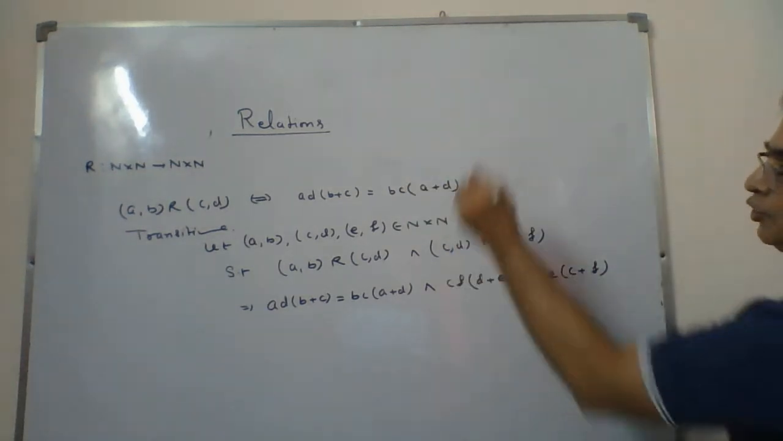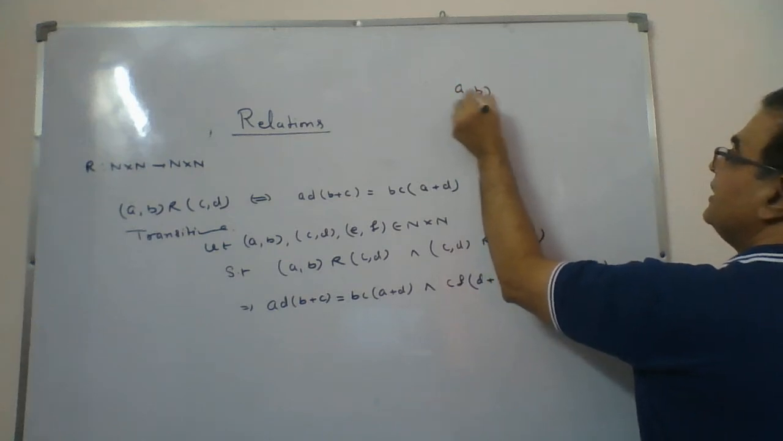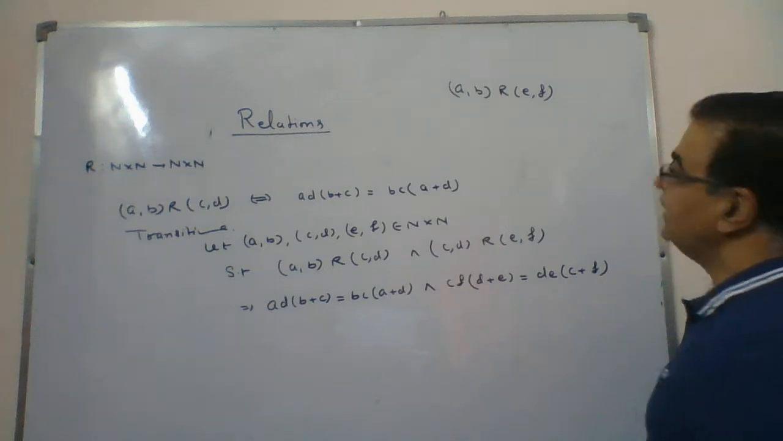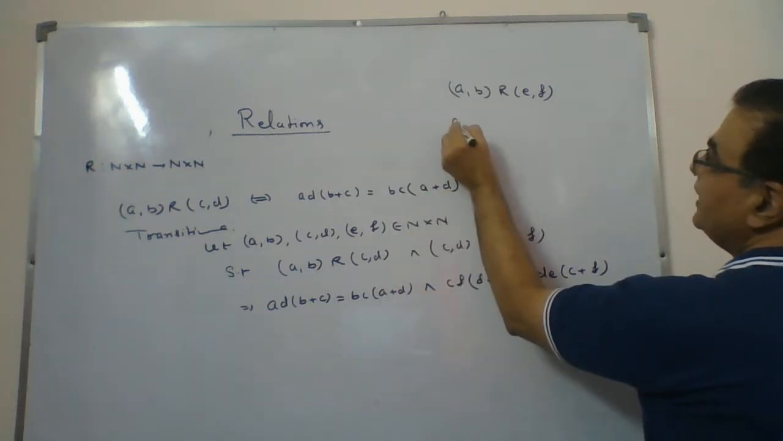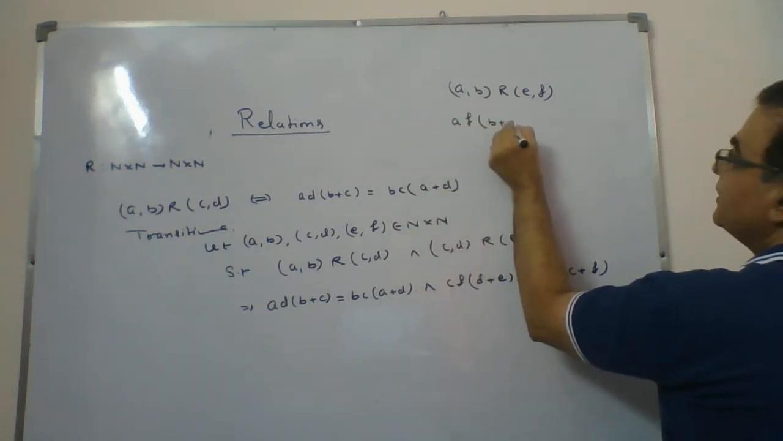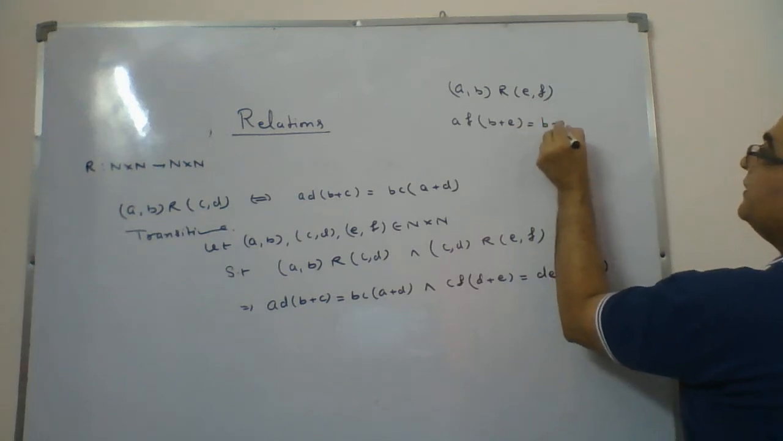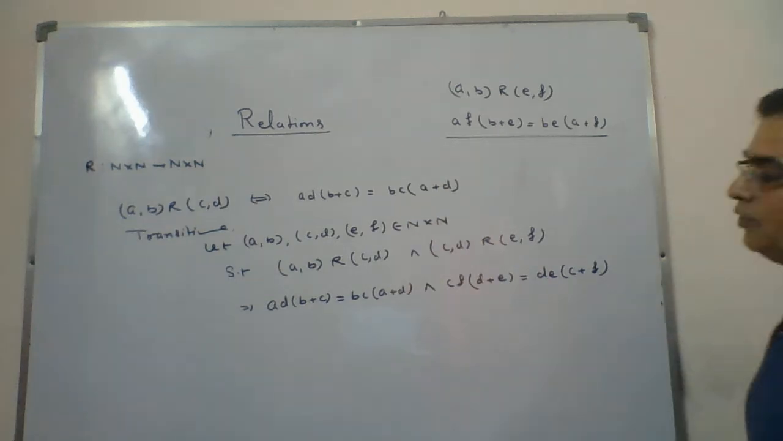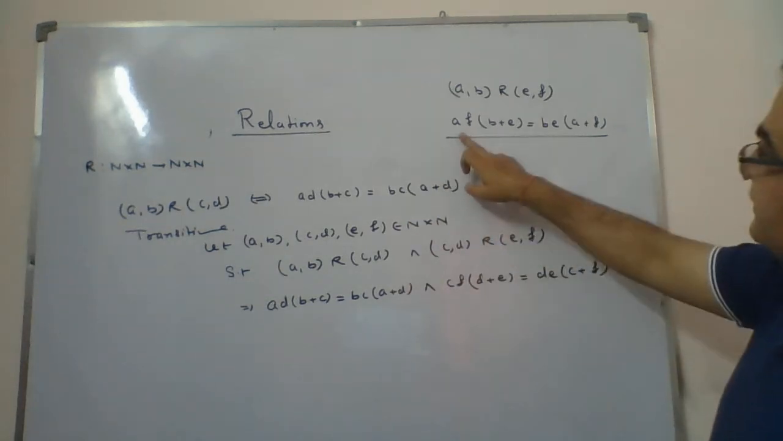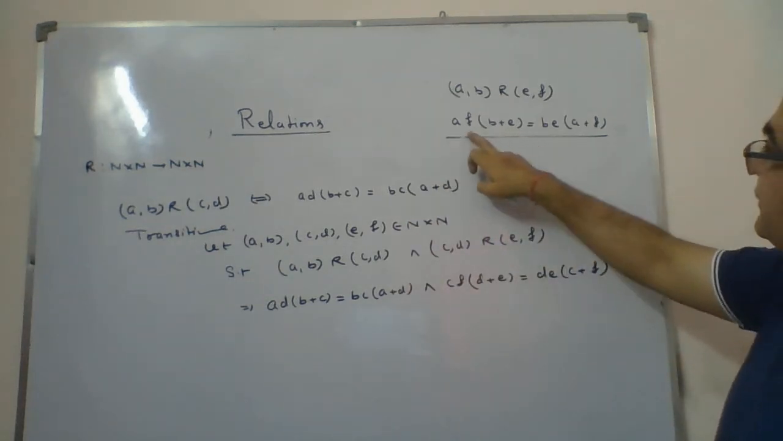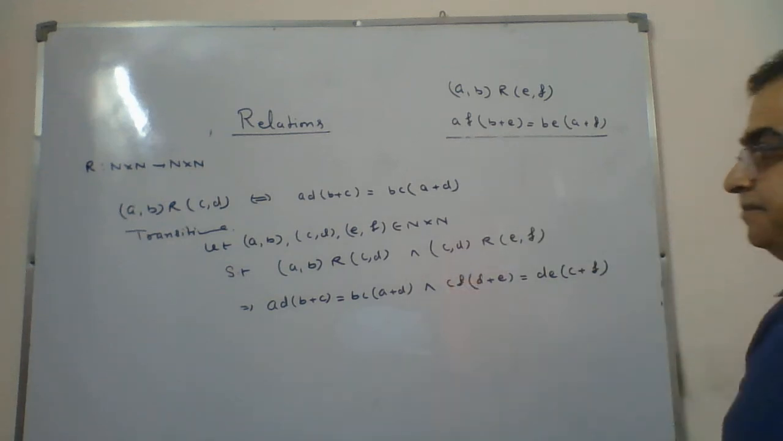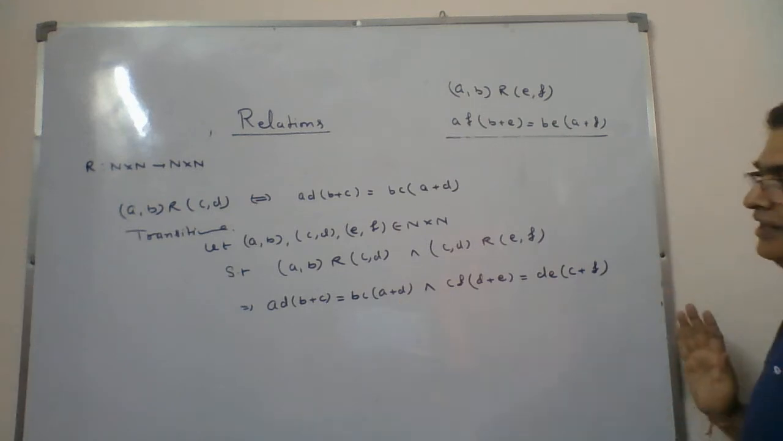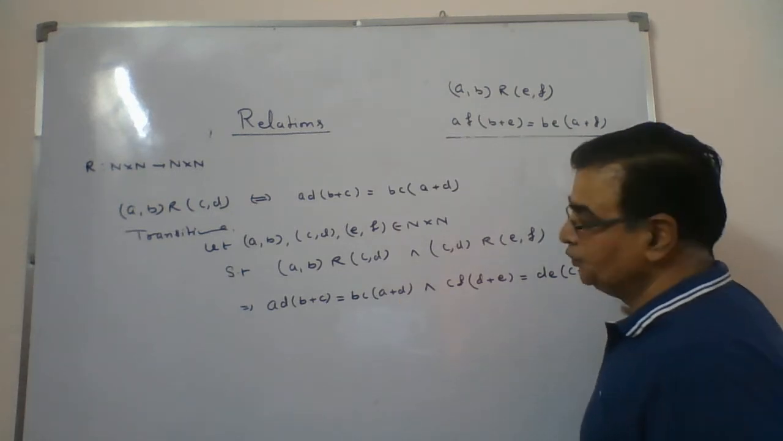I want the result to be (A,B) relates with (E,F). We want this. And if (A,B) relates with (E,F), it means AF into B plus E we want, and then BE into A plus F we want. So this result we want in the question. A is here, B is here, E is here, F is here. C is missing, D is missing. Now to get this, if you try directly, it will be a difficult job to do.